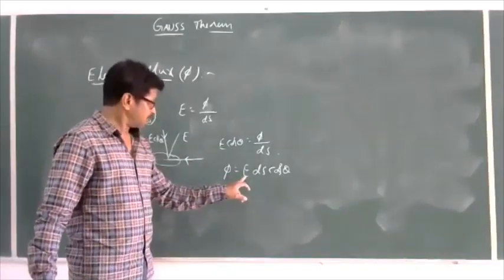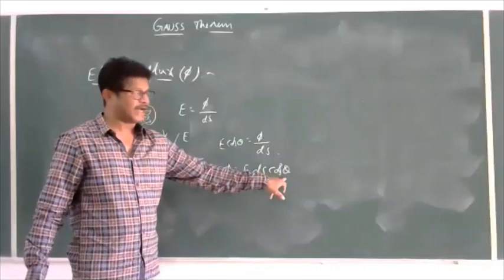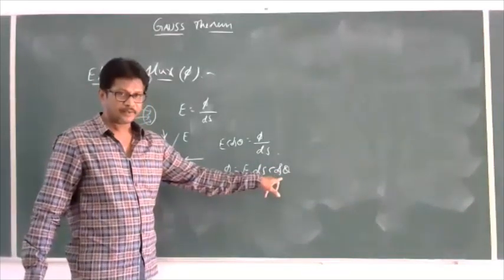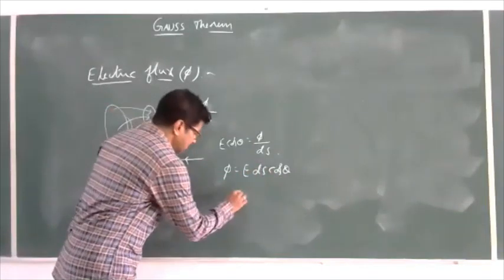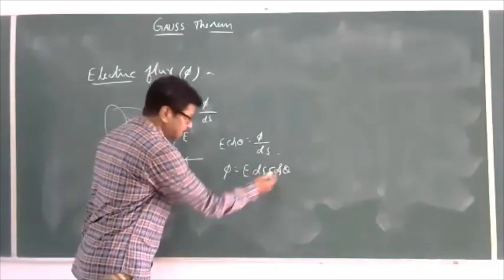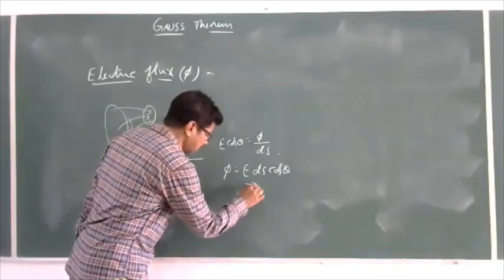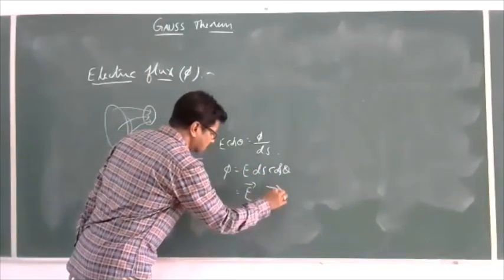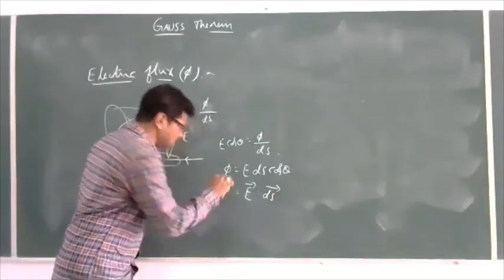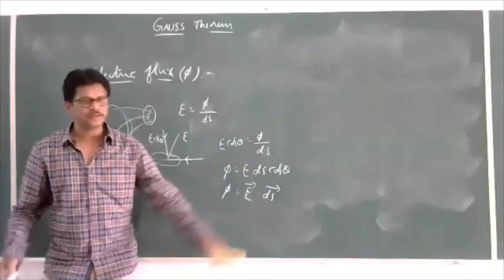It is in the form of AB cos theta. We can write A bar dot B bar will be AB cos theta. So I will write E bar dot ds bar. So phi is equal to E bar dot ds bar.